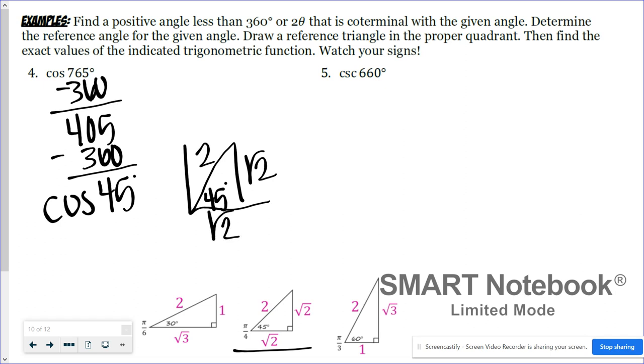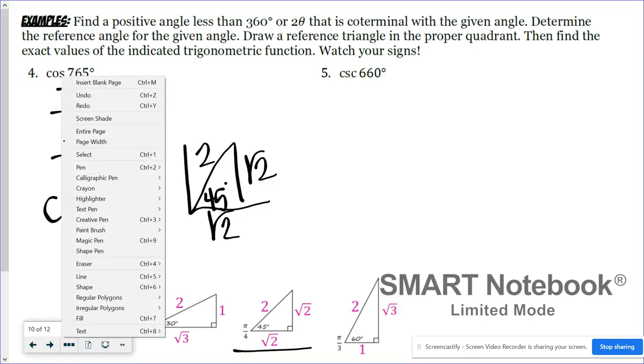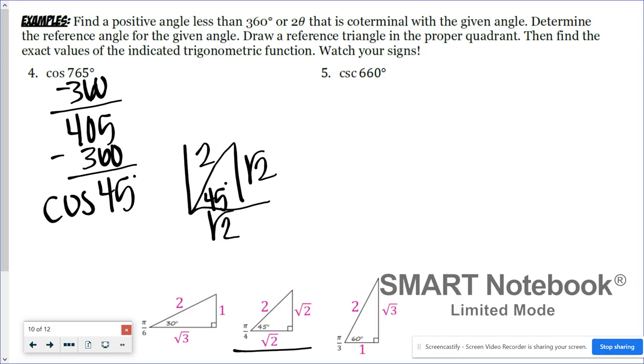Take a moment, check your signs. Here in quadrant 1, everything is positive. So then finally, write your ratio. Cosine is adjacent over hypotenuse. So we're looking at the square root of 2 over 2 as our final answer.